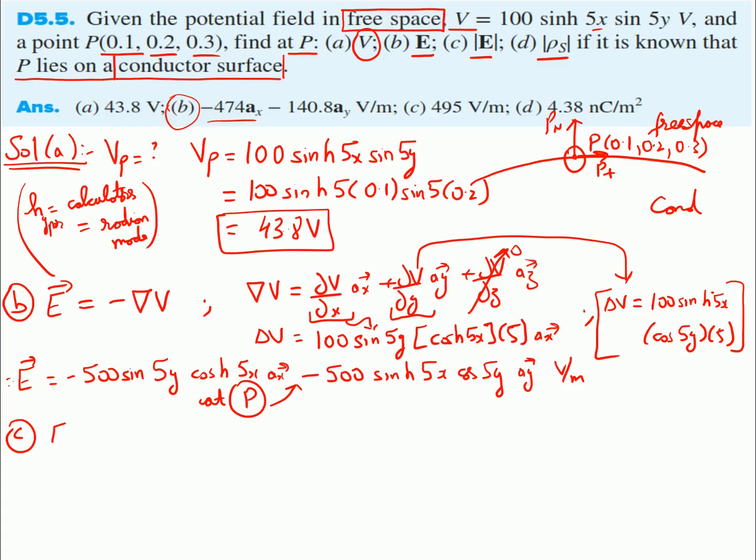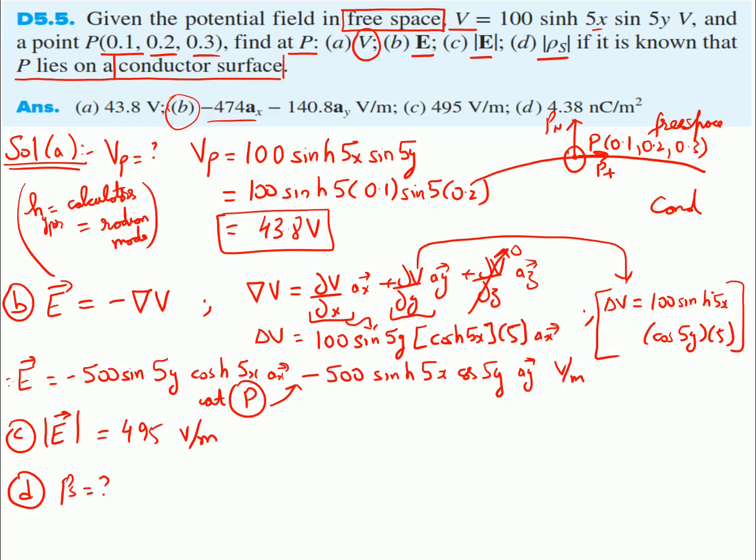That is easy. Whatever answer you have for E, you just take its absolute value. So you will get the answer of 495 volts per meter. This is an easy part. And for the final part, you have to find the surface charge density, rho of S.